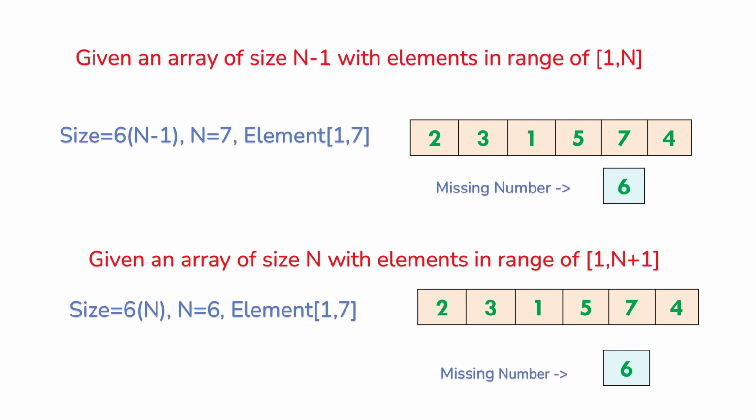So if the size is 6, then element can be in the range from 1 to n plus 1, that is 1 more than the size. So अगर element 7 है, that is 1 to 7, and array का size 6 है, and if we go to fill 7 elements in the array of size 6, then definitely एक element miss होगा. So वो missing number हमें find करना है. That is what the problem is in both the cases.